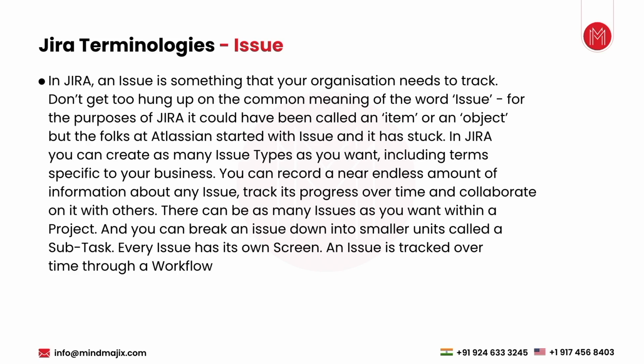So what functionality do we have? You can have the information about an issue, you can track the progress of an issue over time, you can collaborate with one another, and you can also have as many issues as you want within the project. That's really important. Now, you can break the issue down into smaller units called subtasks. So subtasks are also there. I taught you that there are epics, we have user stories, followed by the task, and then you have the subtask. Every issue has its own screen. The issue is tracked over time through a workflow. So we'll see how issues are tracked over the workflow.